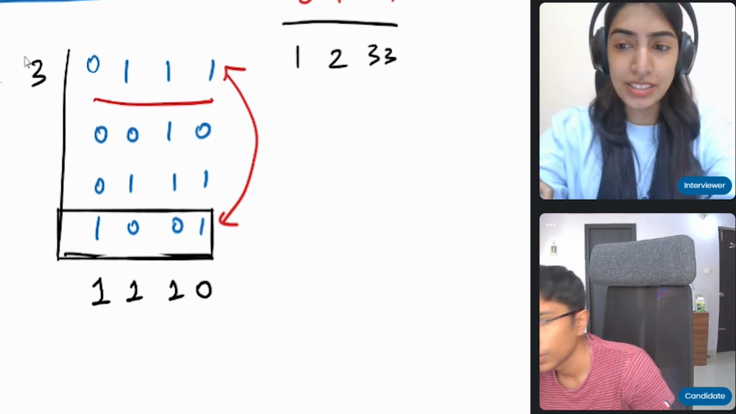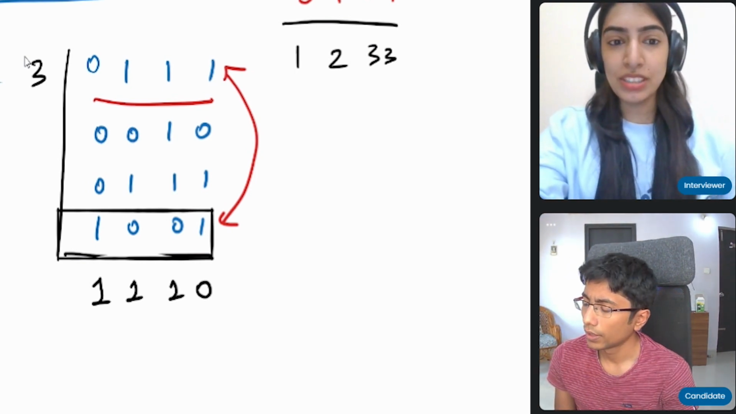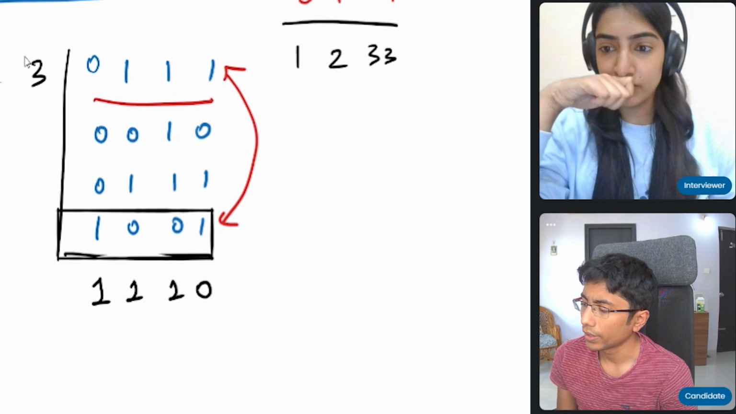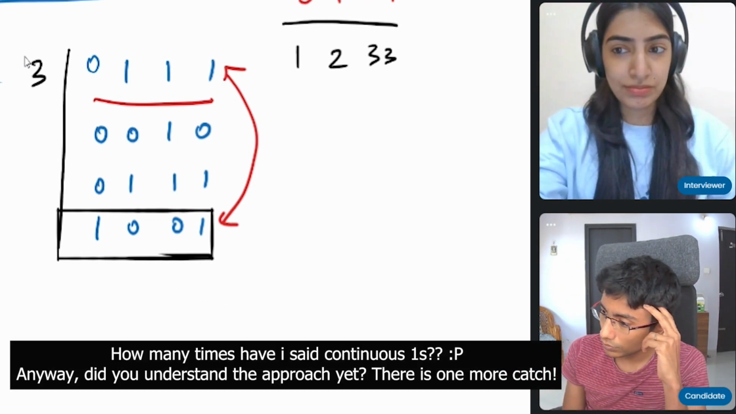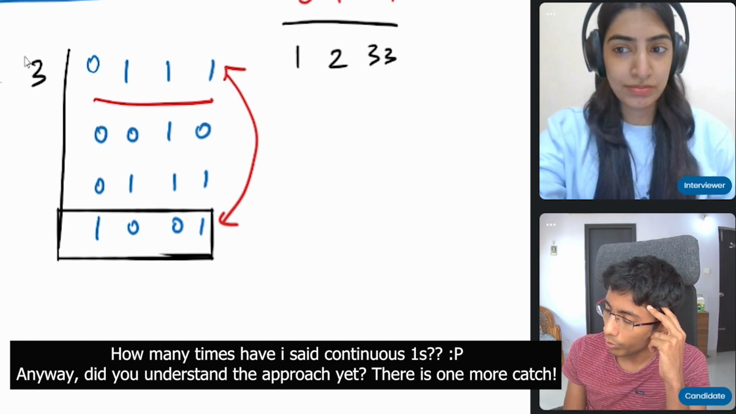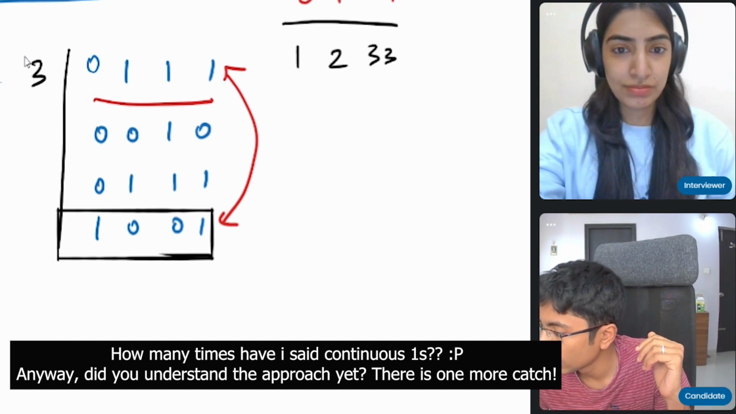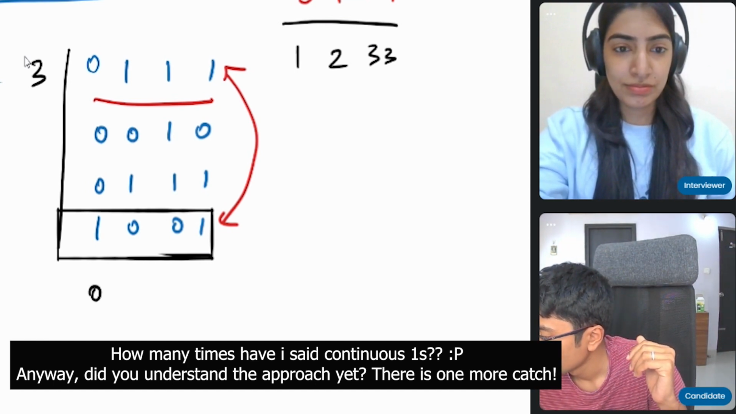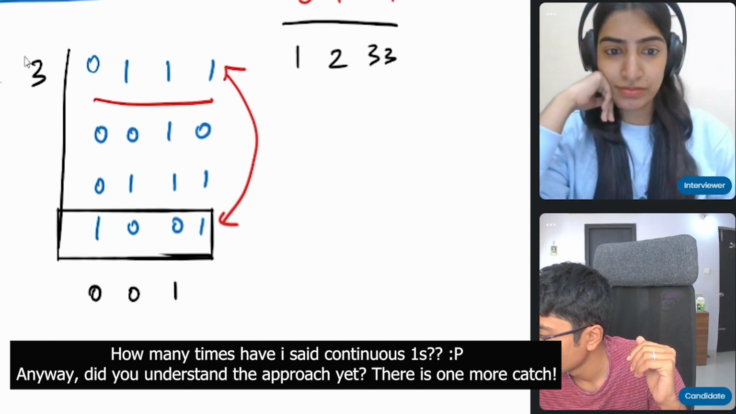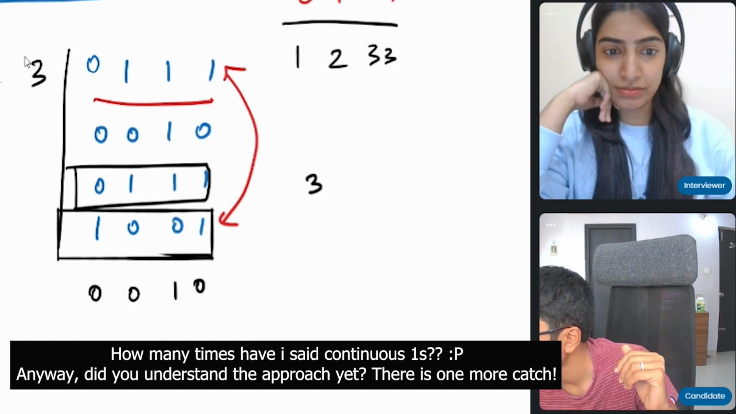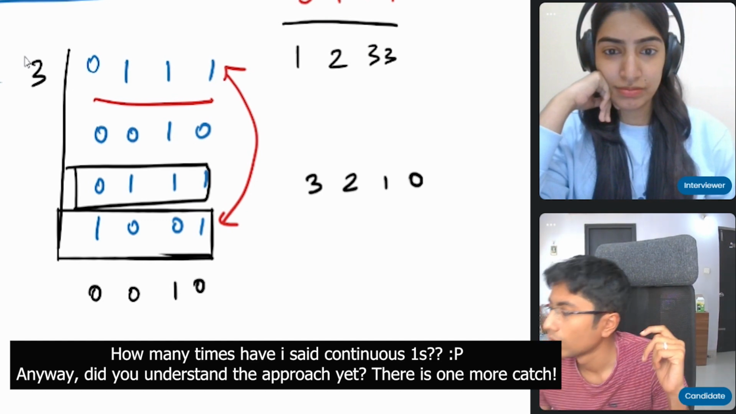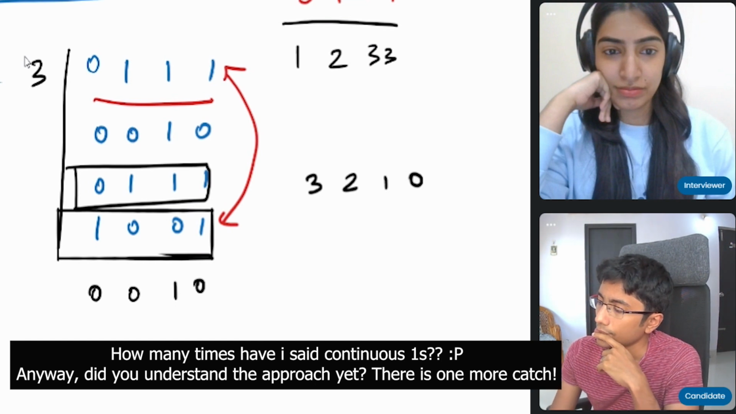You need continuous ones in a submatrix. Okay, yes, that's true. So how many rows do I have on my right? 0, 0, 1, 0. What about this one? It has 3, 2, 1, 0. Okay, and how does this help?